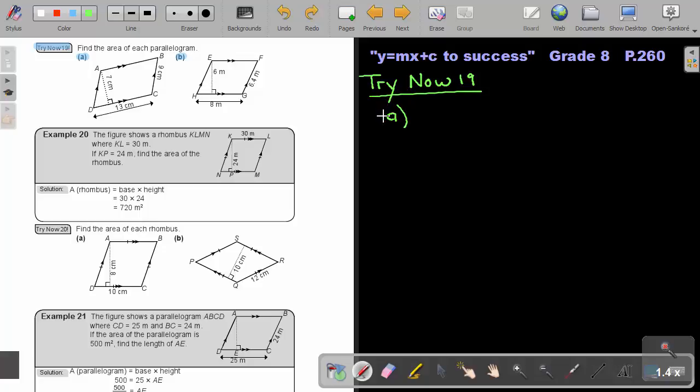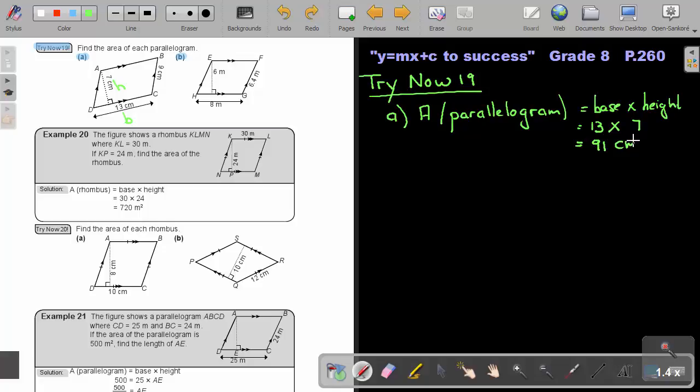Okay, so if I look at this one, it's the area and it's of a parallelogram. And that will be equal to base times height. So what will be the base? Okay, now remember this will be the base and this one perpendicular will be the height. That one I just ignore. So it will be 13 and the height will be 7. And if I multiply that, I will get 91. And because it's in centimeters, it will be in centimeters squared.